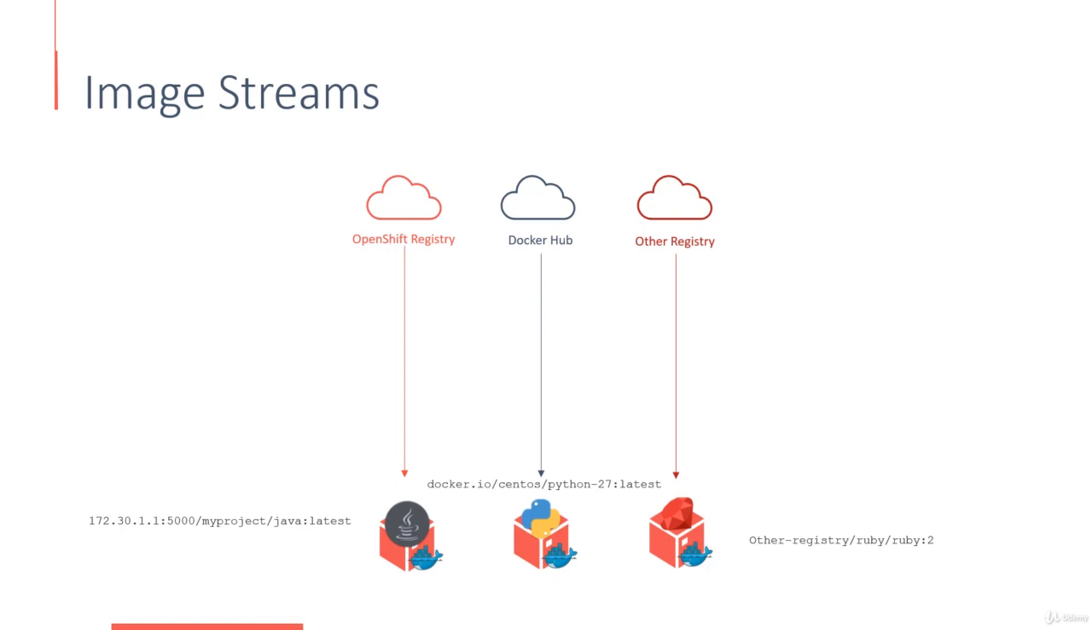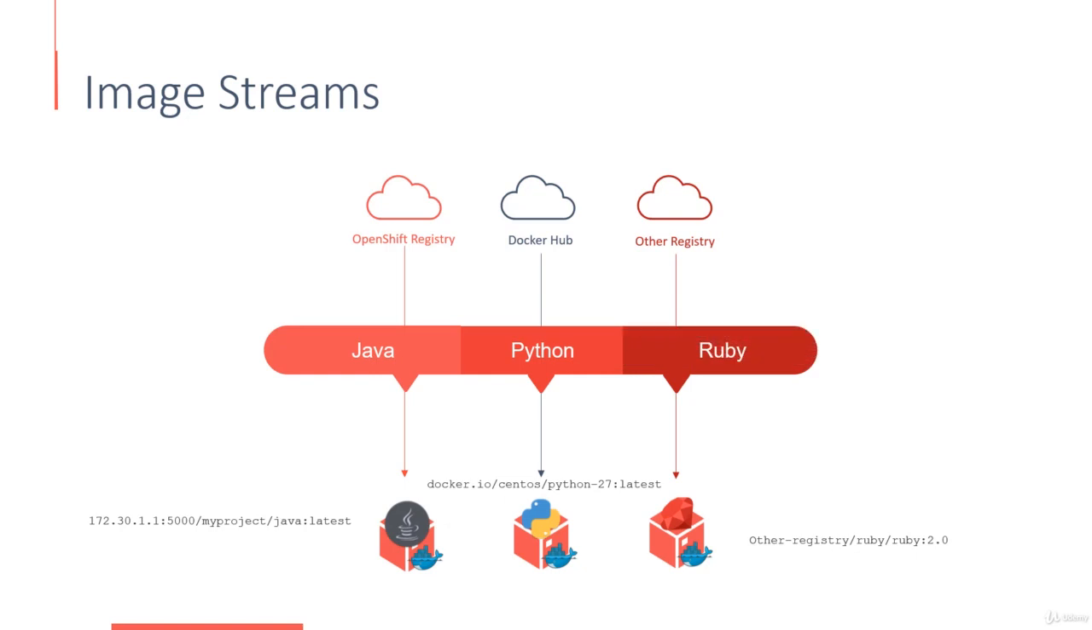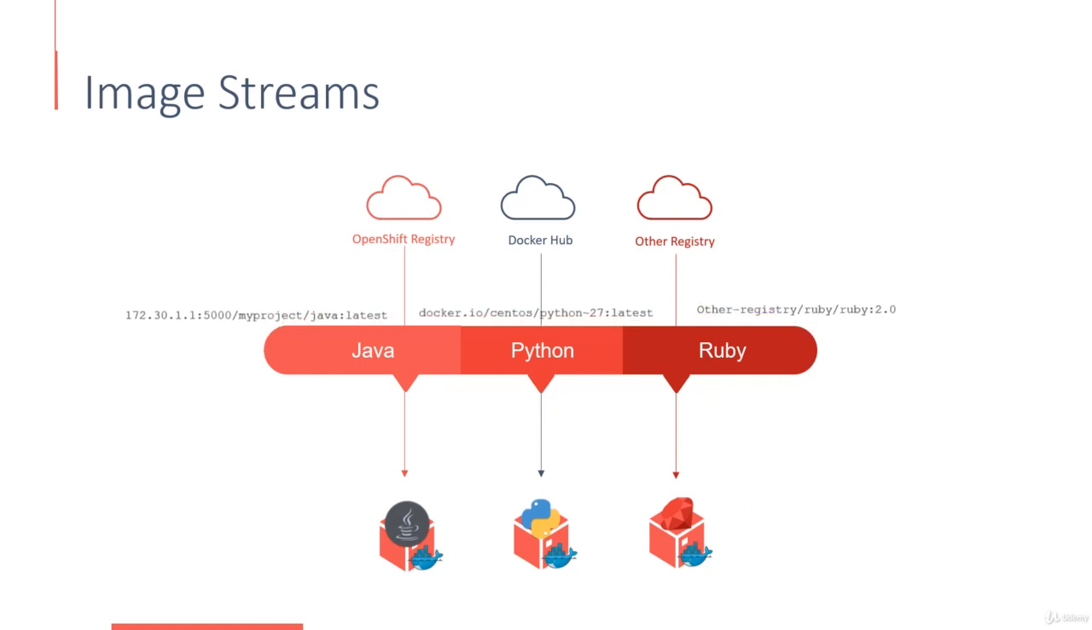To prevent such scenarios and to provide a consistent referencing technique for Docker images, OpenShift introduced image streams. Image streams map actual Docker images hosted at different locations to image names within projects in OpenShift. This way, all of my dependent images for Java, Python, and Ruby now have a consistent reference, and the actual location of these images is abstracted by the image stream.